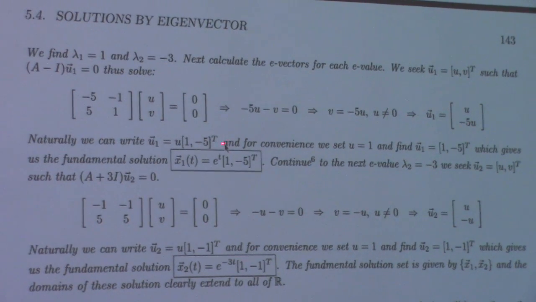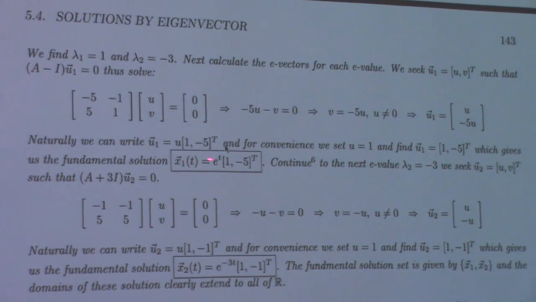But of course, you can just factor out the u. I would probably set u equal to 1 if I'm just after the particular thing. So that gives me eigensolution e to the t times (1, minus 5). That's a transpose again, which makes it into a column vector. And then for my eigenvector with eigenvalue minus 3, I have to solve this system, which ends up giving me v equals minus u. So I get the eigenvector (1, minus 1) after I set u equal to 1.